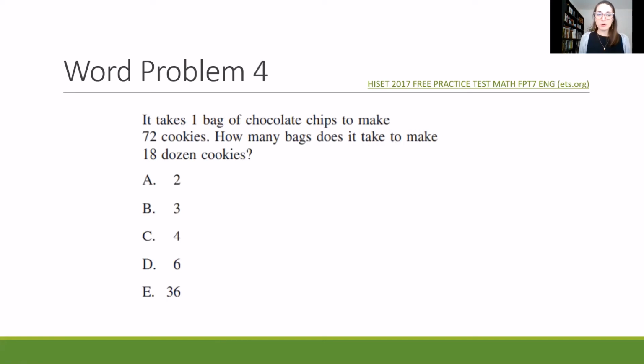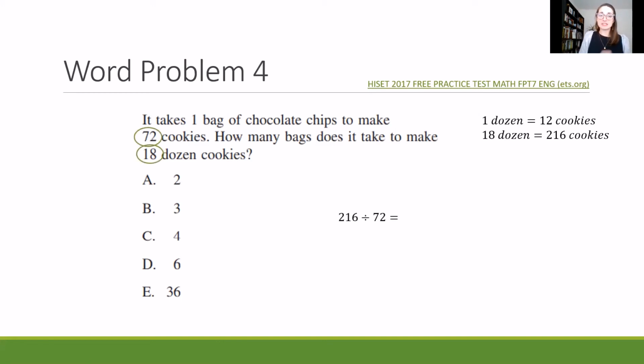For word problem 4, it says it takes 1 bag of chocolate chips to make 72 cookies. How many bags does it take to make 18 dozen cookies? Well, let's start by talking about the word dozen. 1 dozen is 12 cookies. So when it says 18 dozen cookies, don't be fooled into just thinking it's 18 cookies. 18 dozen would mean 18 times 12, which is 216 cookies.